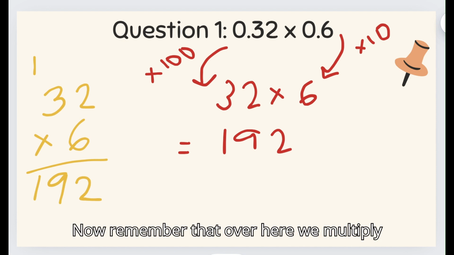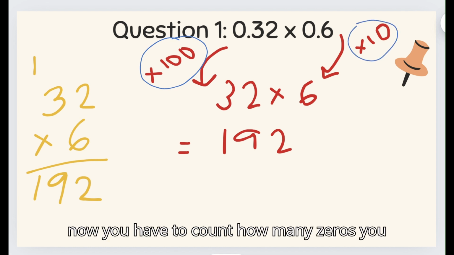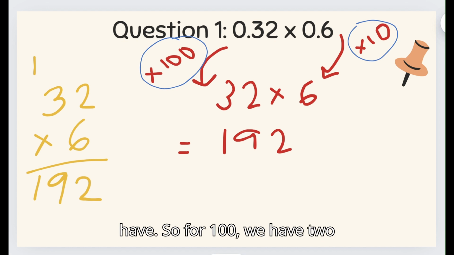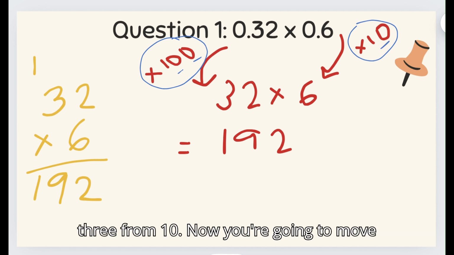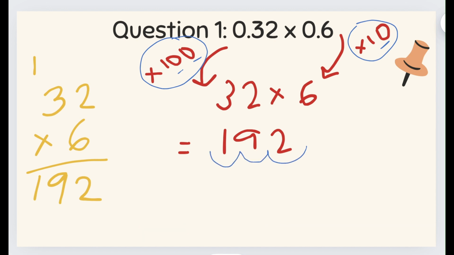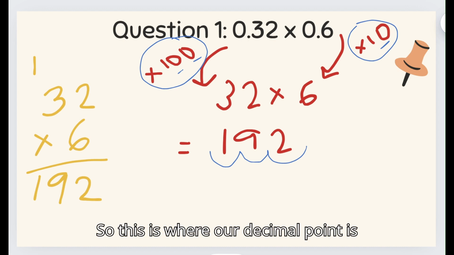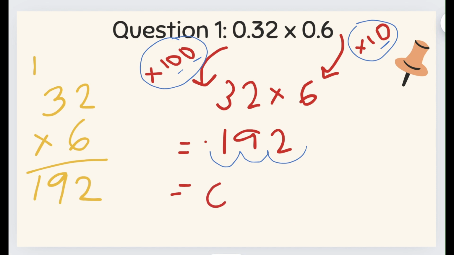Now remember that over here we multiplied 0.32 by 100 and 0.6 by 10. So now you have to count how many zeros you have. For 100 we have 2 zeros, 1 and 2, and then 1 more from 10, so 3. Now you're going to move the decimal place 3 times. 1, 2, 3. So this is where our decimal point is going to be. My answer for this question is 0.192.